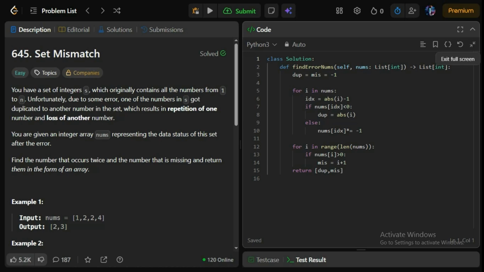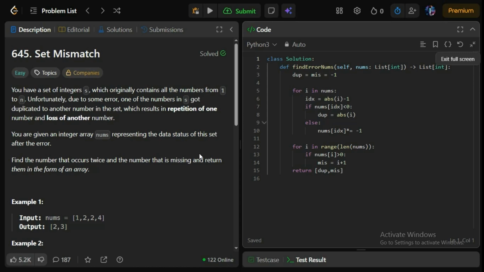Today's problem is Set Mismatch. Here we are given a set of integers called s, which originally contains all the numbers from 1 to n. Unfortunately, due to some error, one of the numbers in s got duplicated to another number in the set, which results in repetition of one number and a loss of another number. We are given an integer array called nums, which represents the data status of this set after the error. We need to find the number that occurs twice and the number that is missing, and return them in the form of an array.